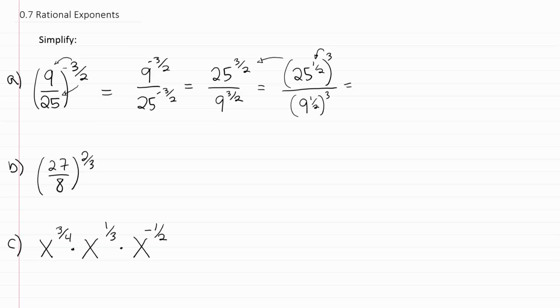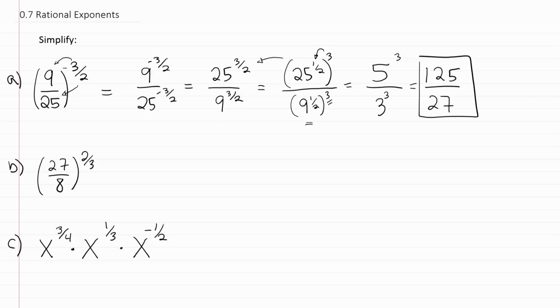So 25 to the 1/2 power, of course, is just 5, and that will then be raised to the 3rd power. And for the denominator, 9 to the 1/2 power is just the square root of 9. That'll be 3, and then we have the exponent of 3 out here, so it'll be 3 to the 3rd power. And 5 to the 3rd power turns out to be 125, while 3 to the 3rd power turns out to be 27.